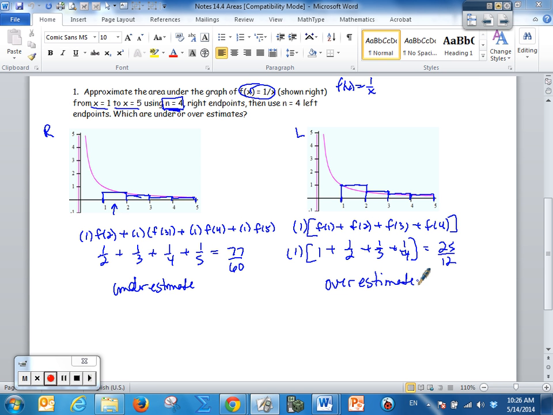Now some students find, this is called Riemann Sums in calculus, some students find Riemann Sums pretty challenging, and some students are like, that is the easiest thing in the world, I just find the area of all the rectangles and add them up. Whichever camp you're in, hopefully this helps describe these two techniques using right corners and left corners. All right.